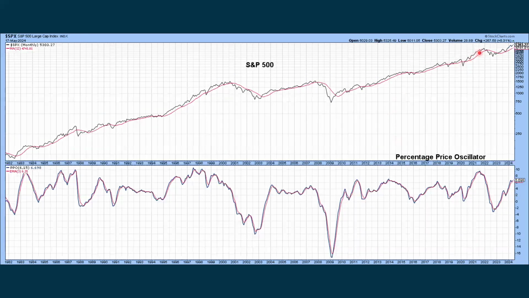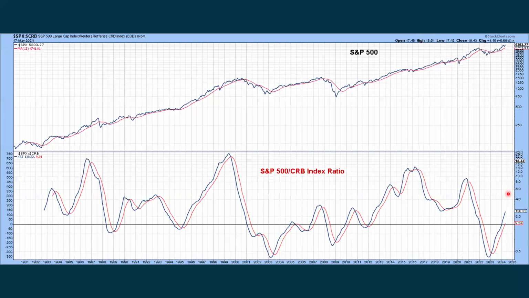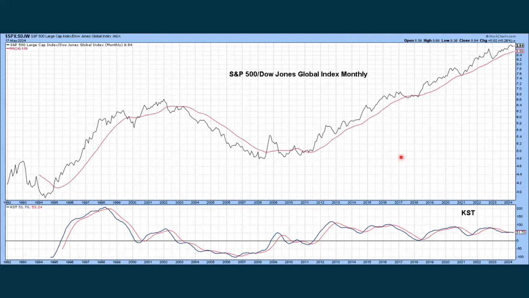Here's the S&P monthly chart. It's above the moving average, and we're starting to turn back up with the percentage price oscillator. So this is showing some improvement. And then we look at the S&P on top, and then we take a ratio between stocks and commodities on the bottom, showing how stocks on a longer term basis continue to outperform commodities. And here's another global index that we look at where we're still in an uptrend, showing that the S&P is outperforming. The KST, which is another momentum oscillator, a little longer term, takes a while for this to turn. It's pretty much flat right now.